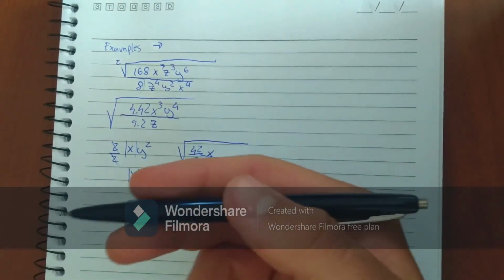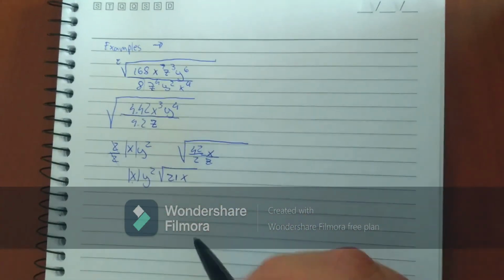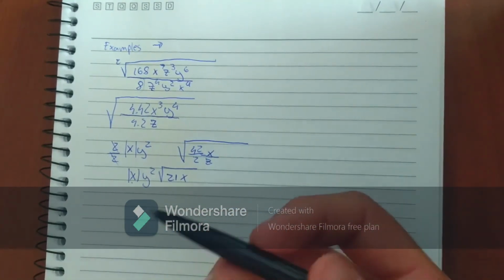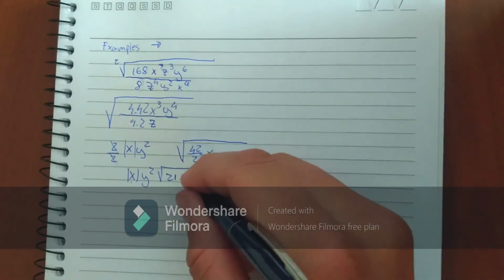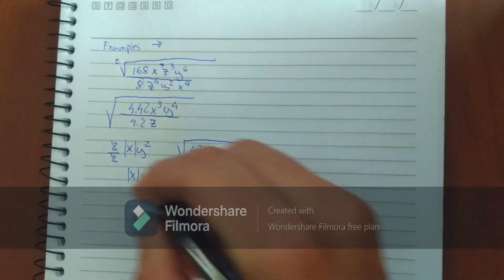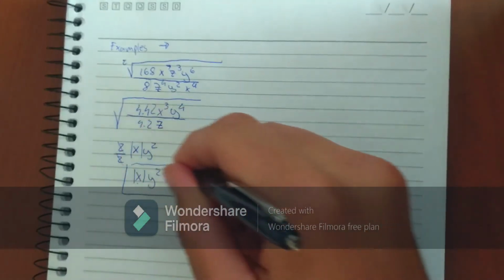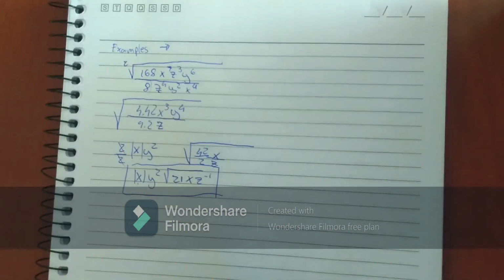So that depends on how your teacher asks you to do it. If he doesn't want negative exponents, you just keep it like this. If he doesn't want denominators, z to the negative 1. And that is our final simplified answer for this example.